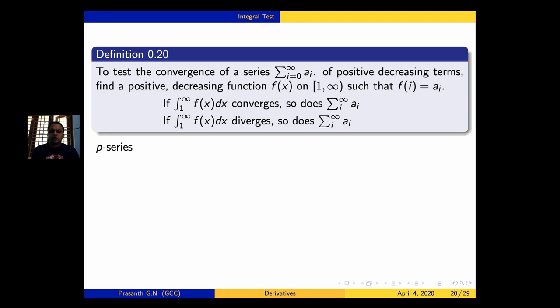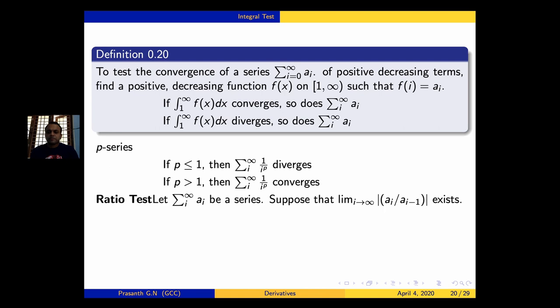We now discuss what we mean by a p-series. If p is less than or equal to 1, then the sum from i equal to 1 to infinity of 1 by i raised to p diverges. If p is greater than 1, then the sum from i equal to 1 to infinity of 1 by i raised to p converges.